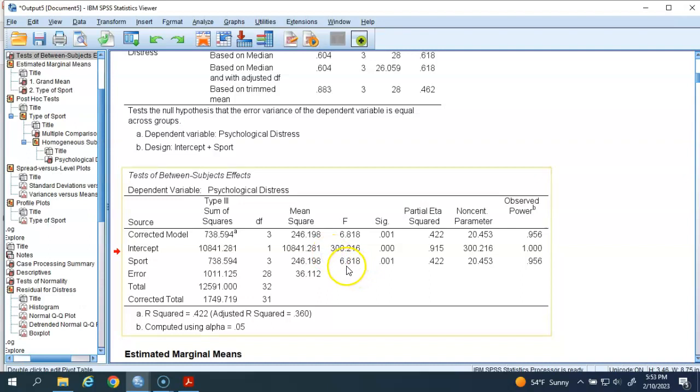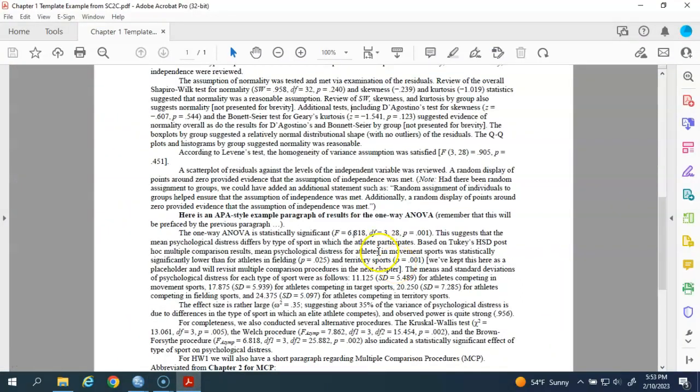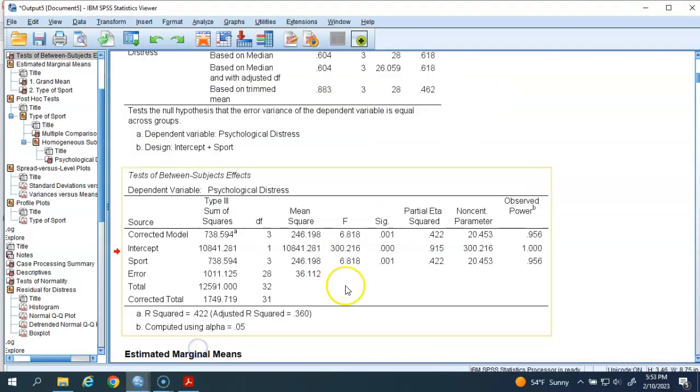We see that our F test was 6.8. It was significant. Here we just place that in here with appropriate degrees of freedom. Remember, degrees of freedom numerator over degrees of freedom denominator. Degrees of freedom between, which was 3, over degrees of freedom within. Let me go back to SPSS. We can see we just pulled those right from our model, 3 and 28.